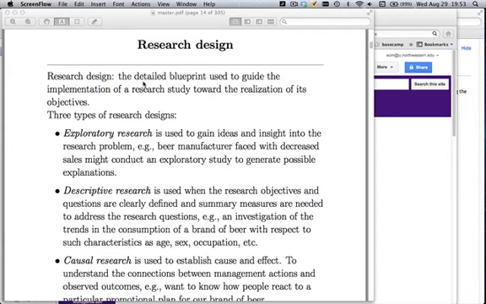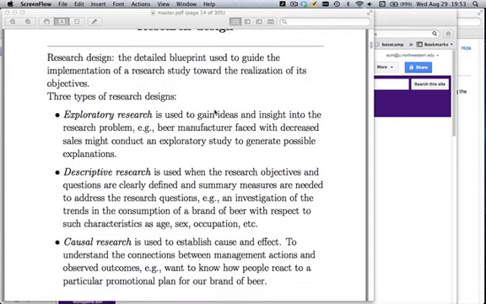Now, the three types of designs are exploratory, descriptive, and causal. Exploratory research is used whenever you're just trying to get ideas and insights. You're not at the stage yet where you have a definite hypothesis. You're still in the exploratory phase where you're trying to come up with a meaningful hypothesis to test.